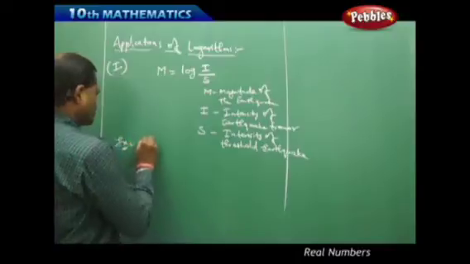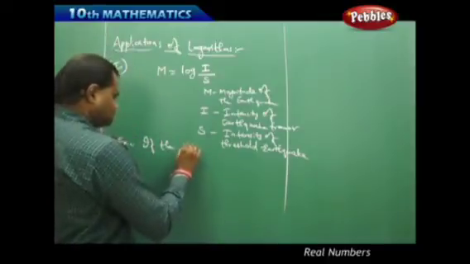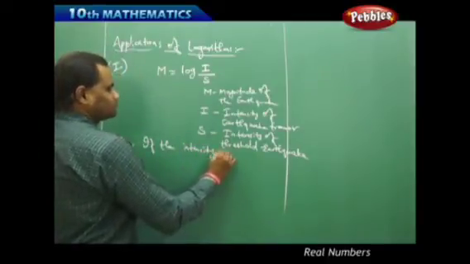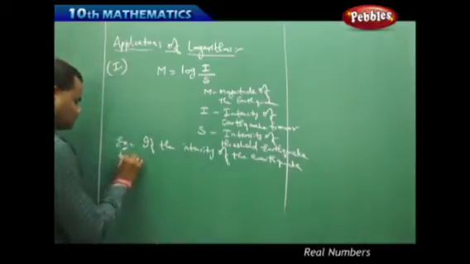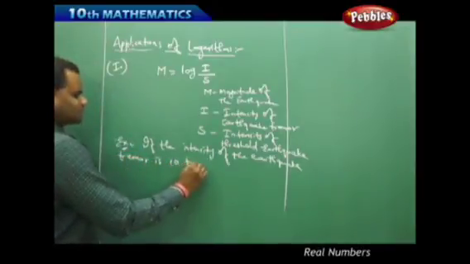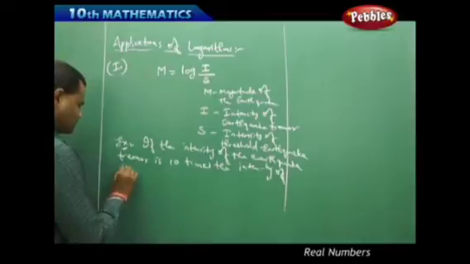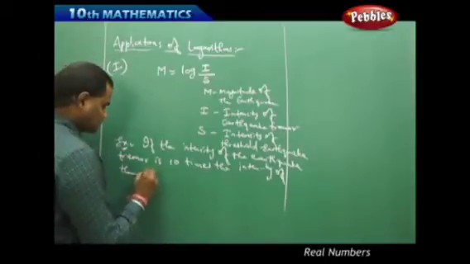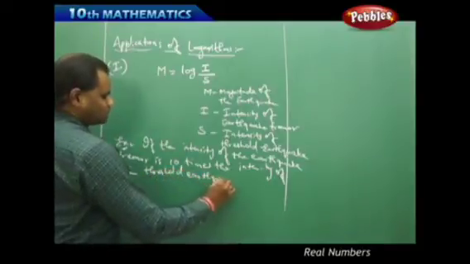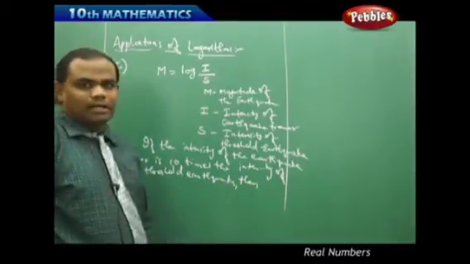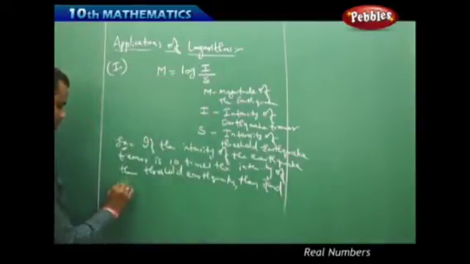For example, my question is, if the intensity of the earthquake tremor is 10 times the intensity of the threshold earthquake, then find its magnitude.